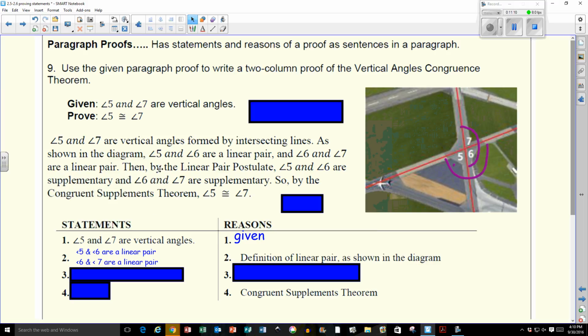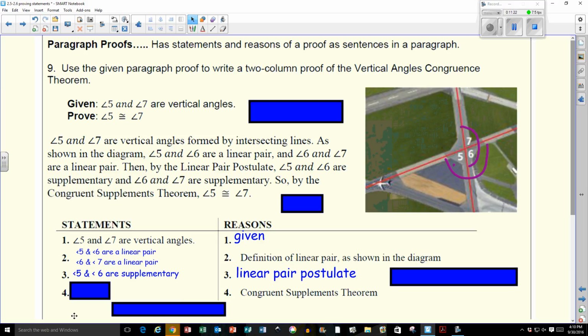Then, by the linear pair postulate, 5 and 6 are supplementary, and 6 and 7 are supplementary. I forgot to add the 6 and 7. Let me get that in there now. So you might want to add here, comma, angle 6 and angle 7 are supplementary. Just copy that again, but put 6 and 7 in there.